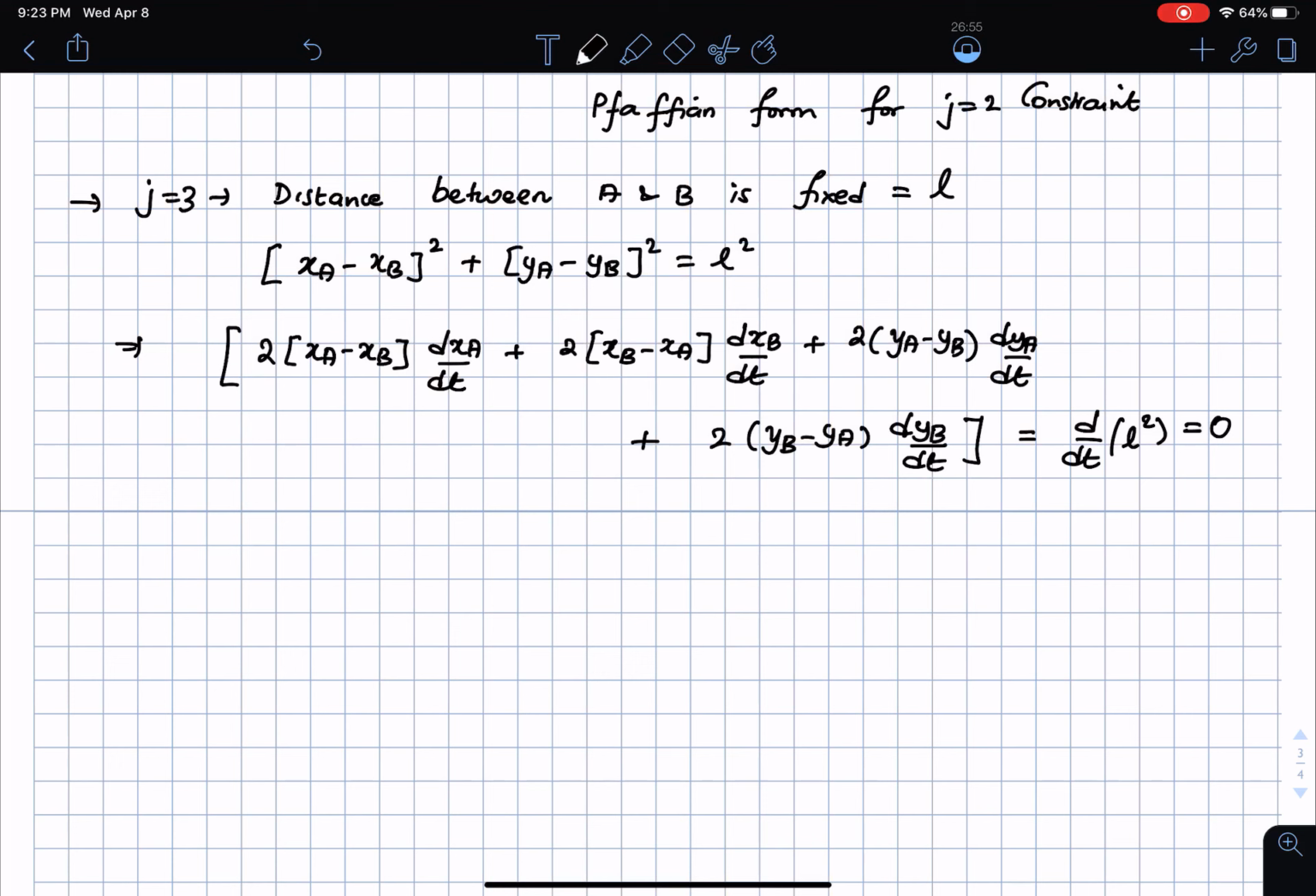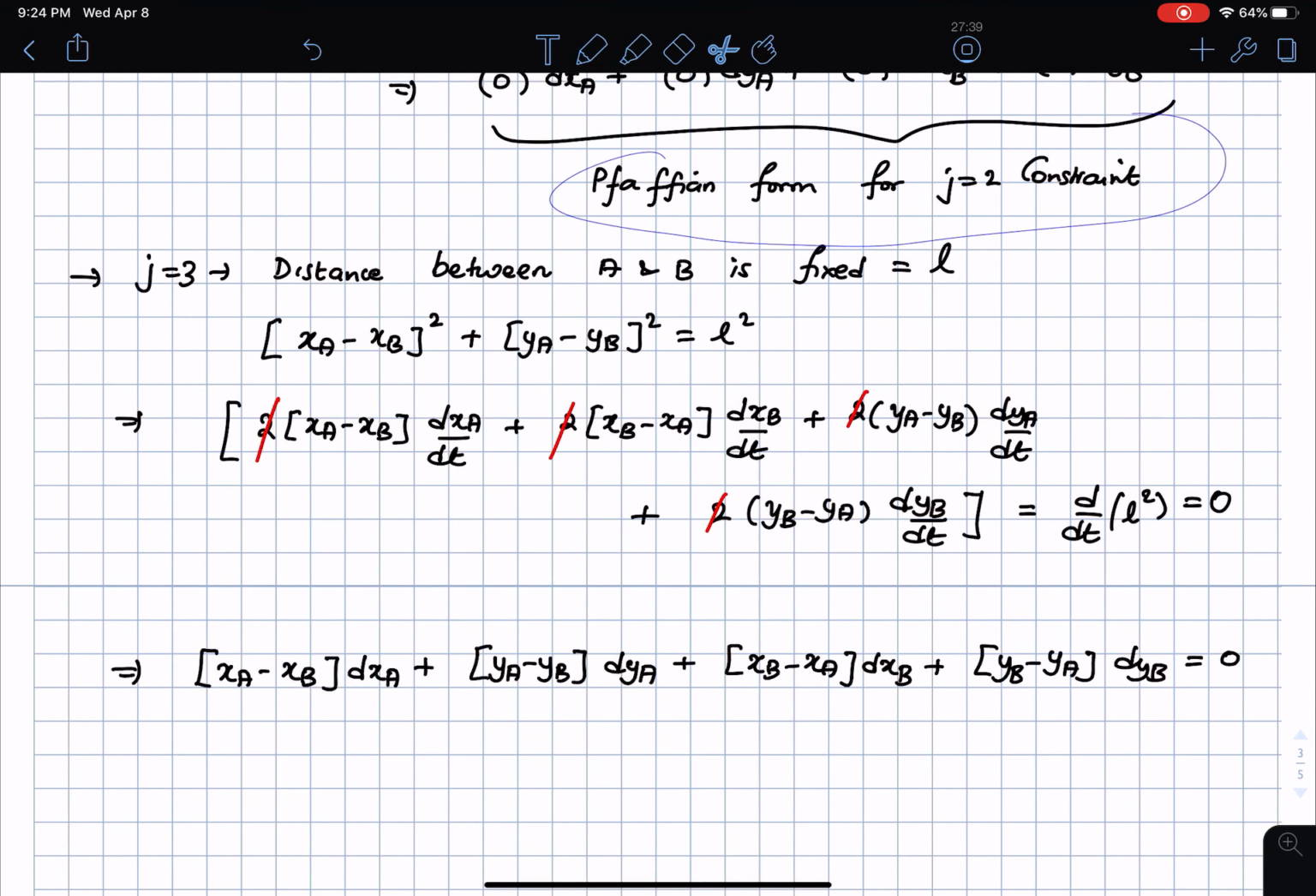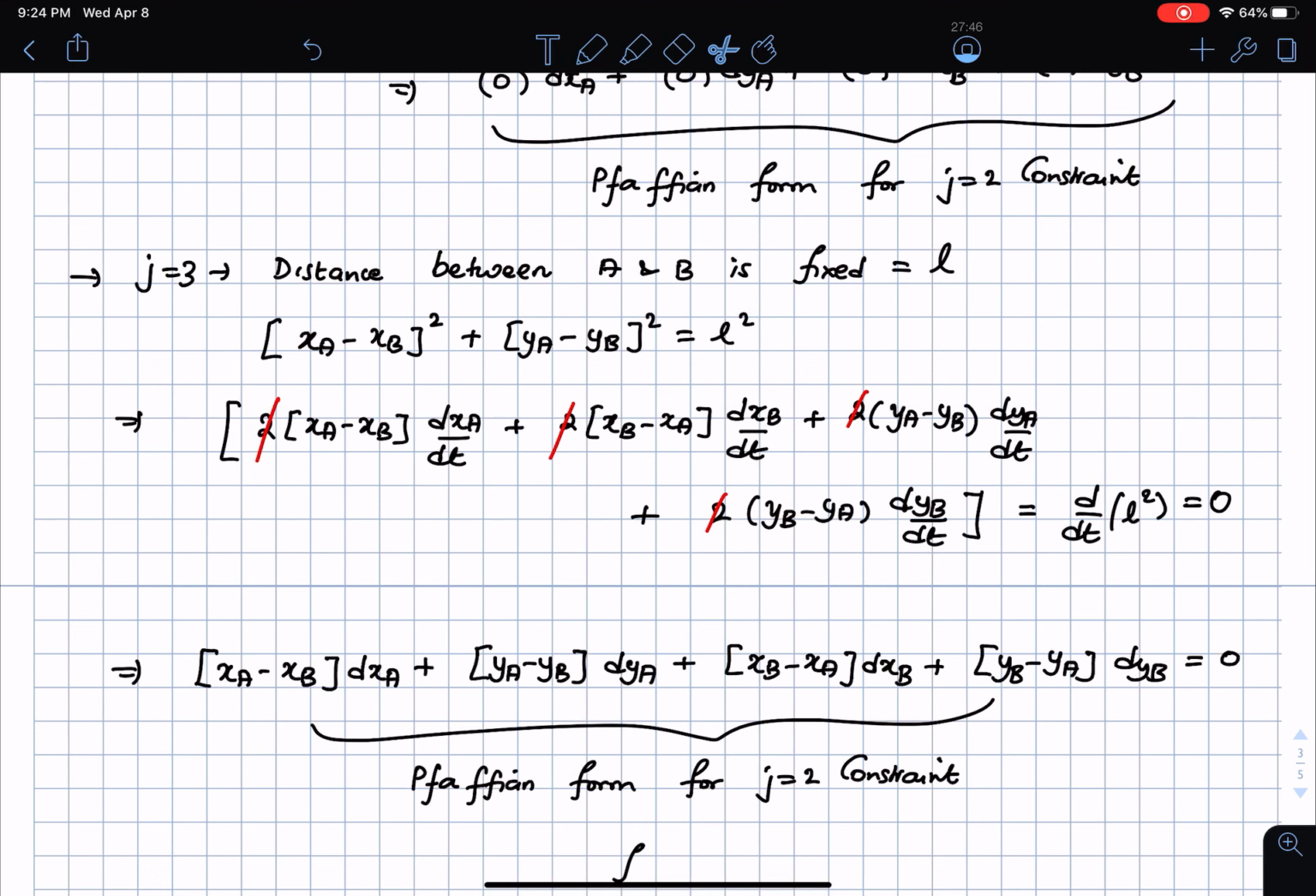I'm going to get rid of the factor of 2 everywhere. So that's gone, that's also gone, and then I'm going to cross multiply by the term dt and rearrange this in the form that we've written the other constraints. So this is what I'm going to have: XA minus XB dxa, then YA minus YB dya, and then XB minus XA dxb, YB minus YA dyb is equal to 0. This is the Pfaffian form for the third constraint. I'm just going to bring that down here and paste it.